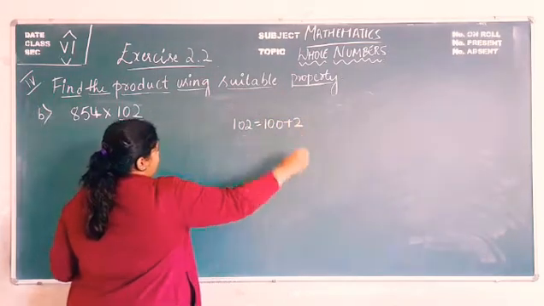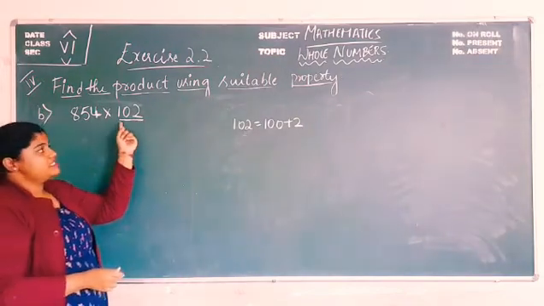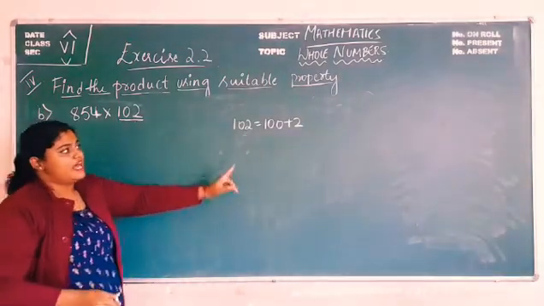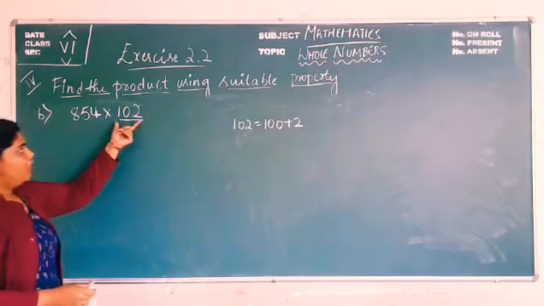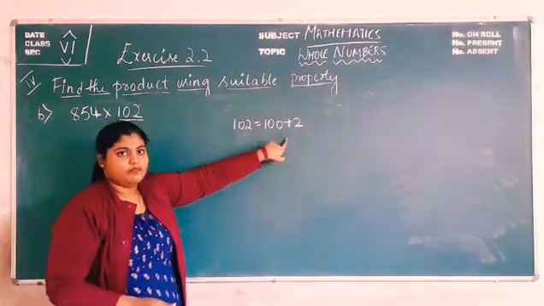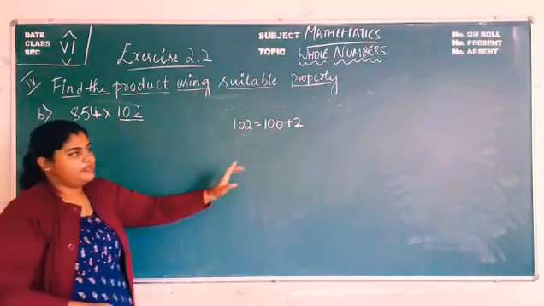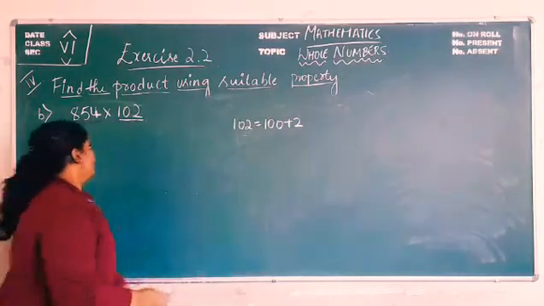So while learning distributive property, I told you that we can split one number into two parts. That is, we can write this 102 as 100 plus 2. So now I will be replacing this 102 by 100 plus 2. So 100 plus 2 is nothing but 102. Okay.